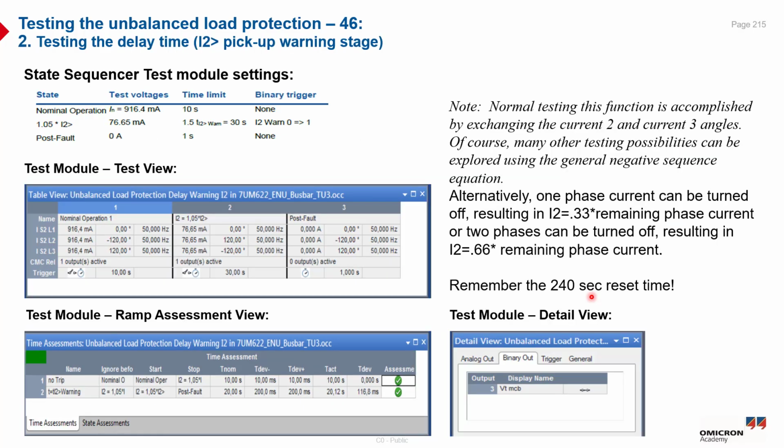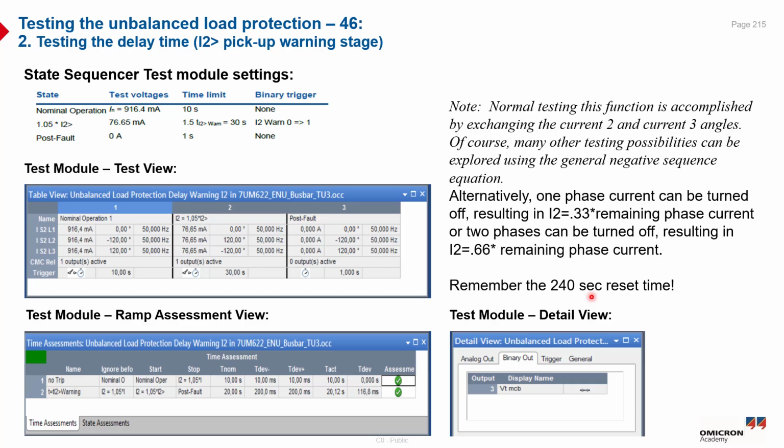So when testing the unbalanced load protection or function 46, we need to focus here on verifying the delay time of the I2 greater pickup warning stage. Normally this test is carried out by exchanging the phase angles of current 2 and current 3, which creates the desired negative sequence condition. However, there are several other testing methods available using the general negative sequence equation, allowing flexibility depending on the test setup or the relay type.